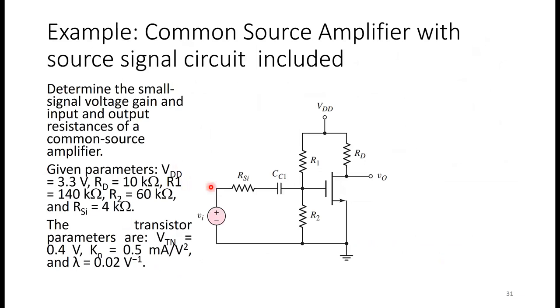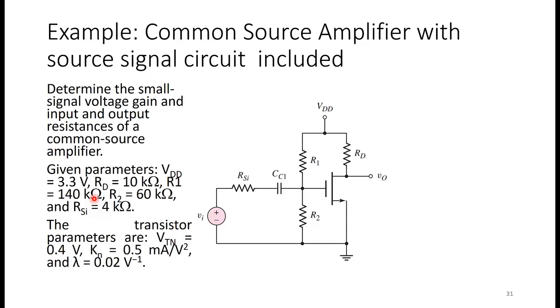So now we're going to have an example, the same common source amplifier, but this one with the source signal circuit included. Let's determine the small signal voltage gain and input and output resistance of a common source amplifier. We have an NMOS common source amplifier, and here we have an input voltage with RSI. The given parameters are VDD equals 3.3 volts, RD is 10 kilo ohms, R1 is 140 kilo ohms, R2 is 60 kilo ohms, and RSI is 4 kilo ohms. These relative values are quite realistic.